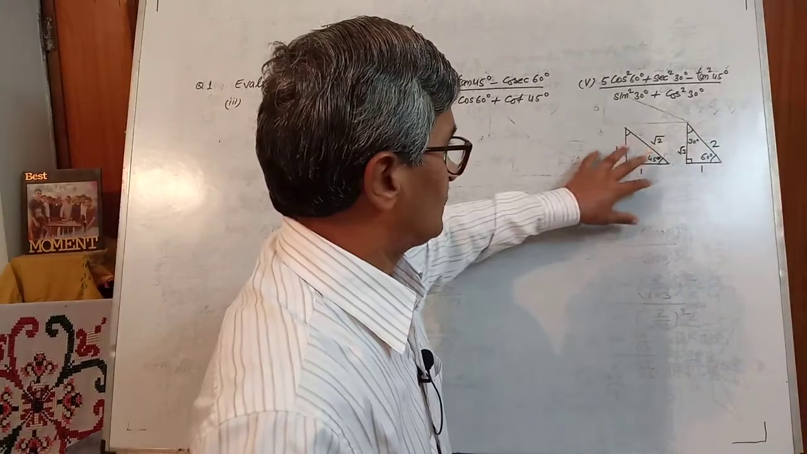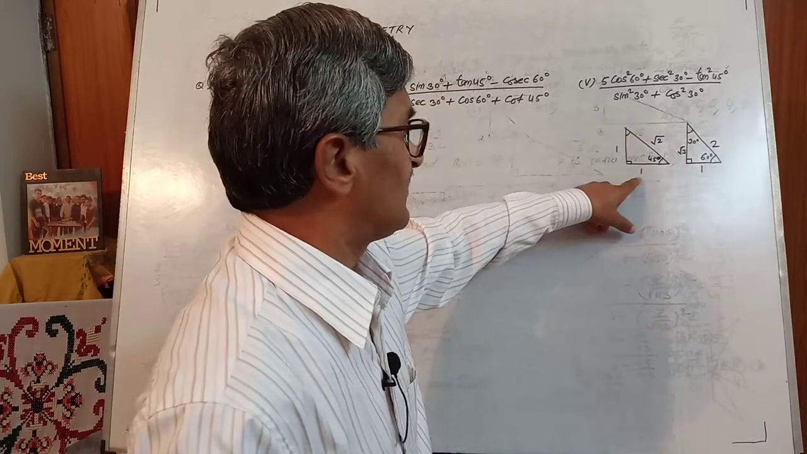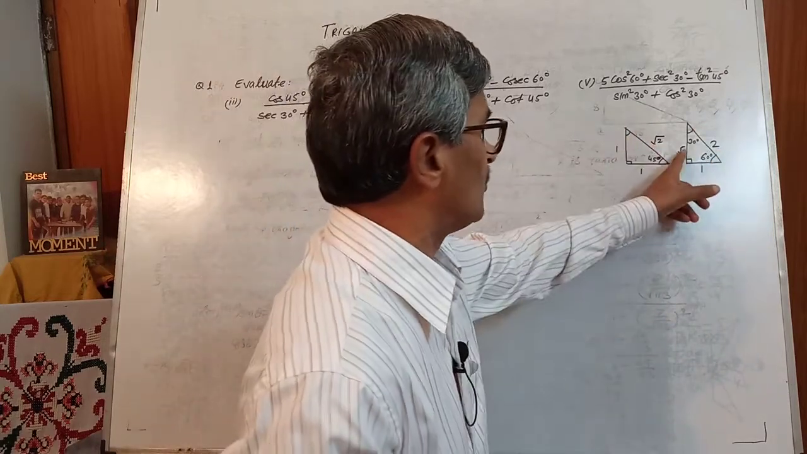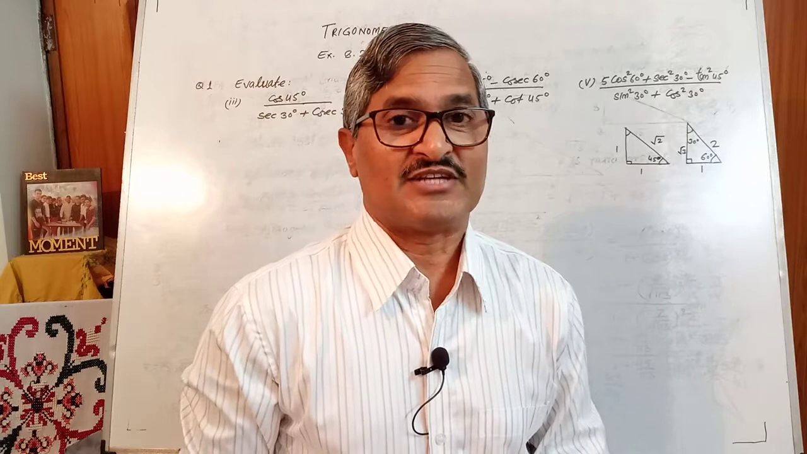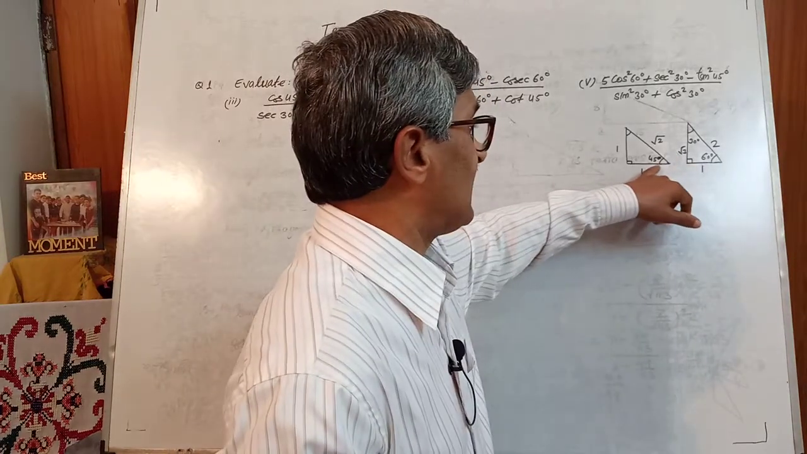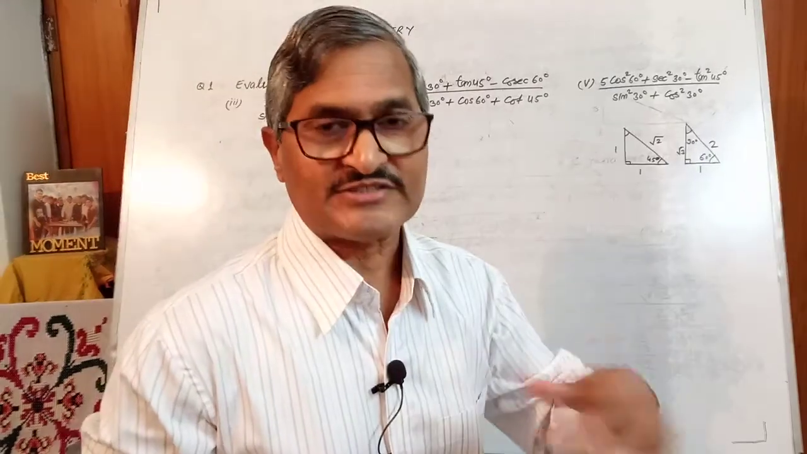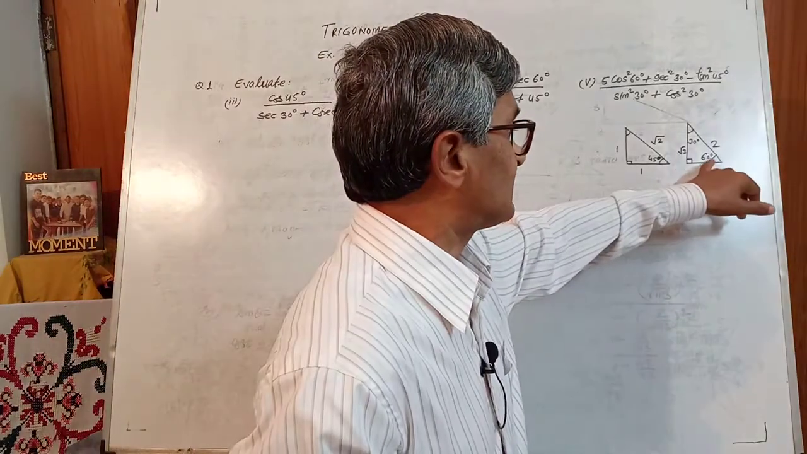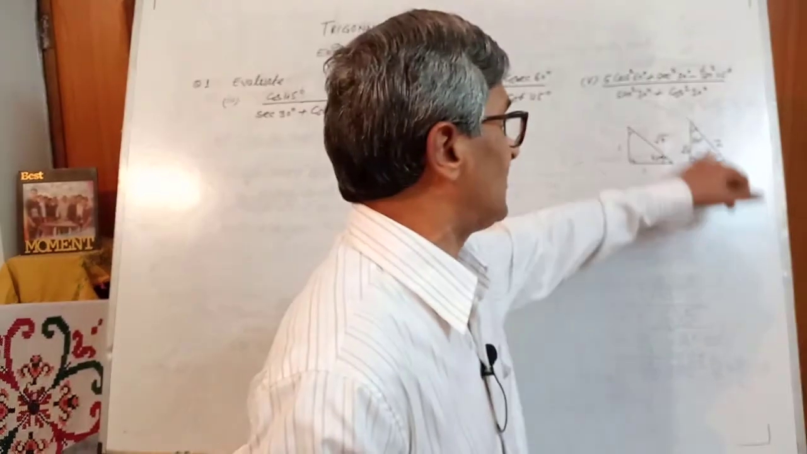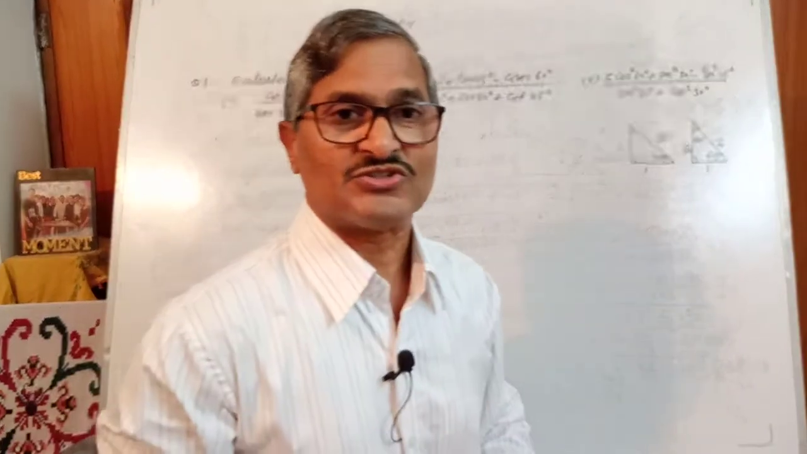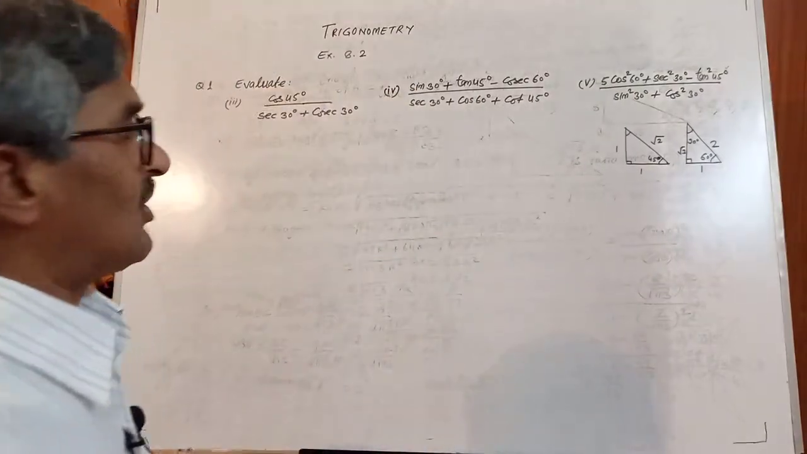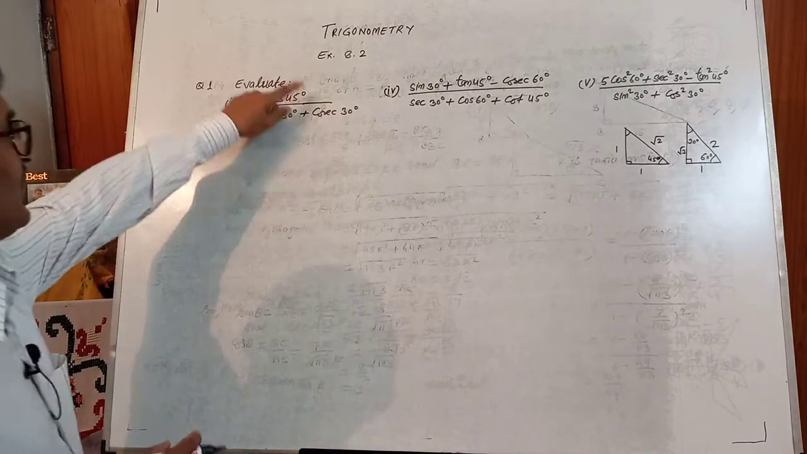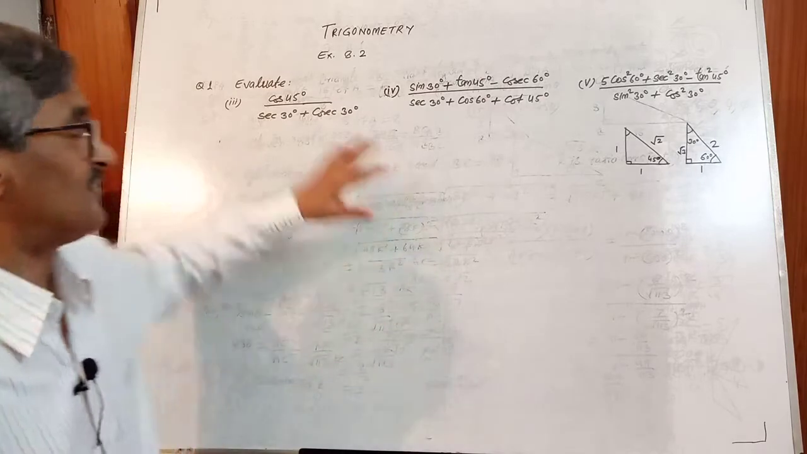These 6 values, whatever you see in the figure, 1, 1, root 2 and 1, 2, root 3, will help for the 18 values: sine 45 degree, same way cos, tan, cot, sec and all, same way cos 60 degree, sine 60 degree and sine 30 degree, and other ratio values you can write from here. So with the help of this we are going to solve these questions. Evaluate means you have to find the value of the function which is given here. This is question part 3.